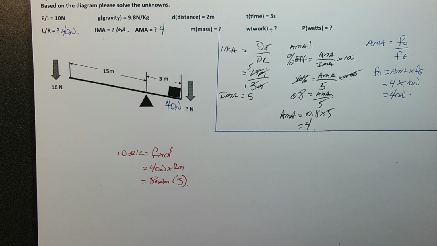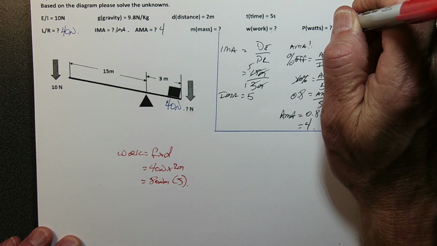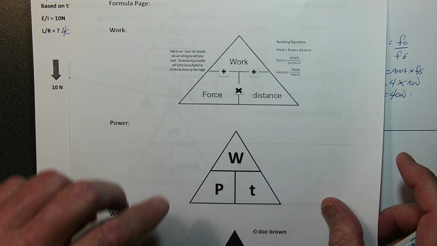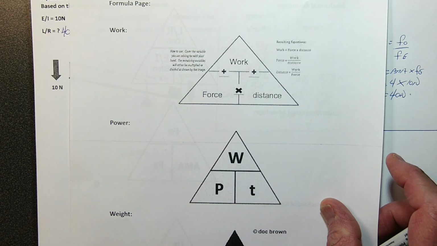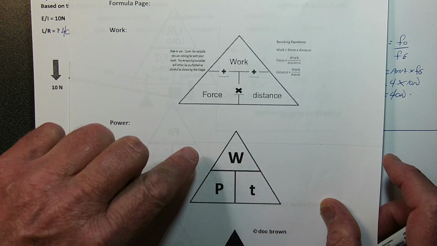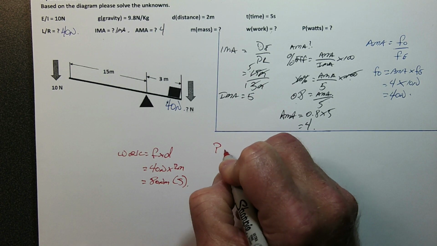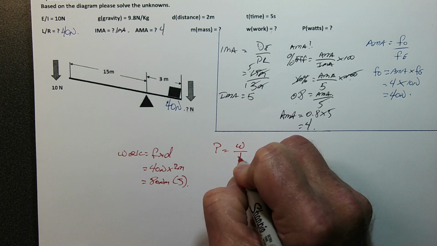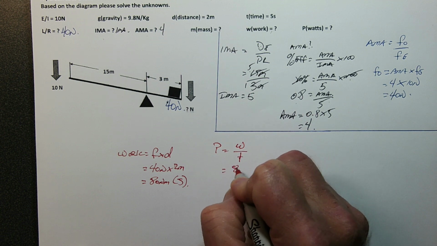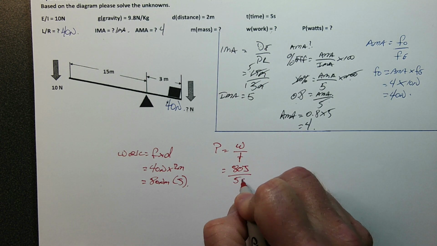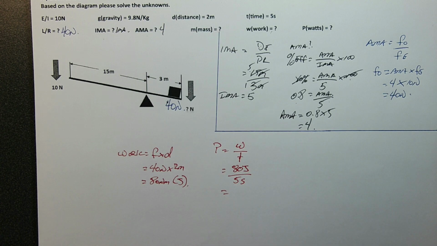Now, you guys have that right here in your triangle, by the way: work is equal to force times distance. Now it wants to know the power in watts. Well, power is work divided by time. So the power is equal to work divided by time. In this case, it's going to be 80 joules divided by 5 seconds. 16 watts of power was used.